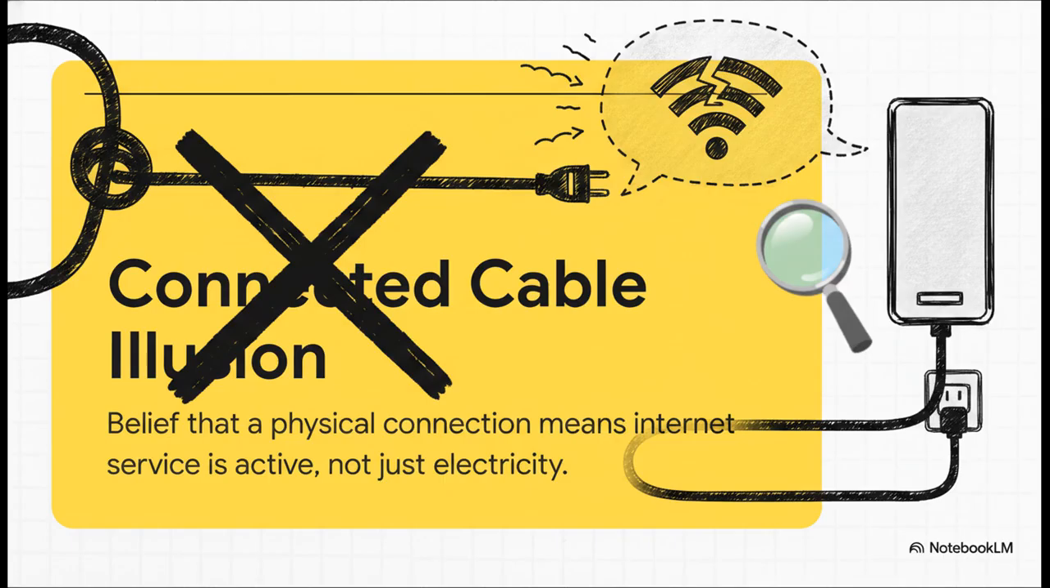This trap is something we call the connected cable illusion. It's basically the false belief that just because you have a physical connection, your internet service must be active. Let's clear that up right now. A connected cable simply means electricity, or if we're talking fiber optics, light, can physically pass through the wire. That's literally it. It absolutely does not mean the actual internet service itself is up and running.